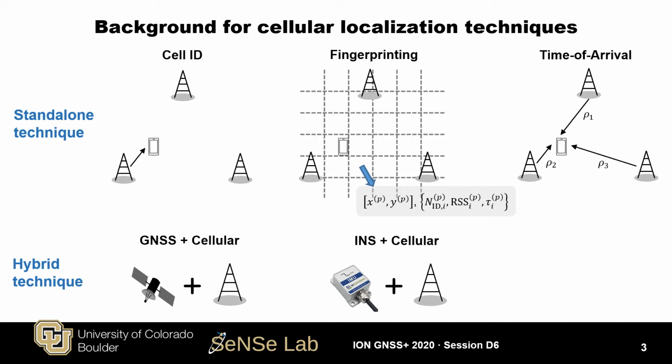The second category is a hybrid technique, which integrates the ranging measurements from multiple systems. For example, the integrated GNSS/cellular and INS/cellular positioning have received substantial attention within the navigation community. Among these techniques, those using TOA measurements from cellular systems all require the signal processing of cellular signals.